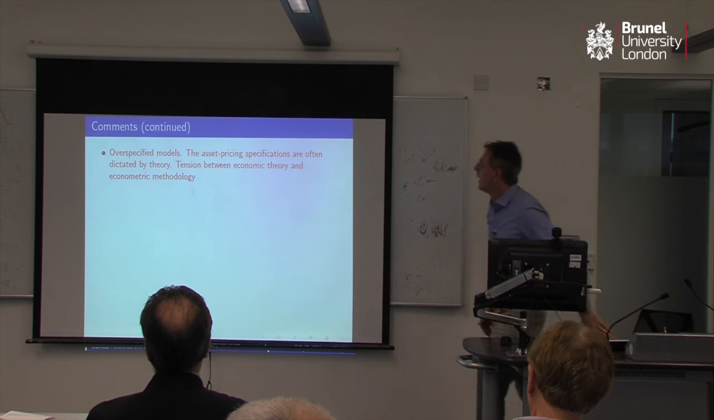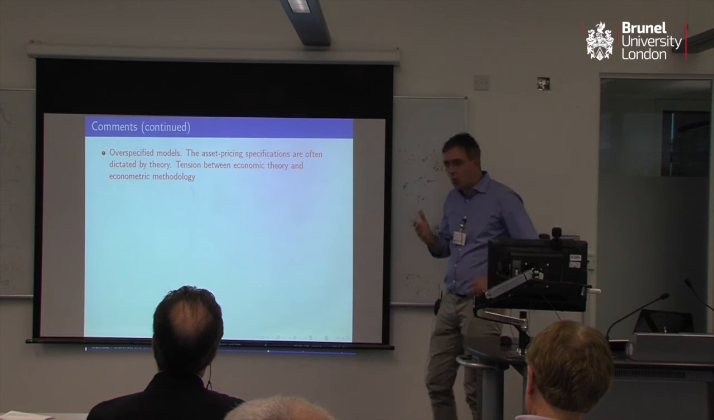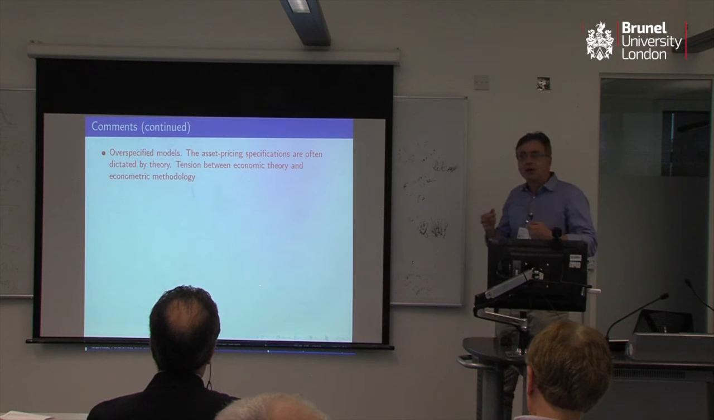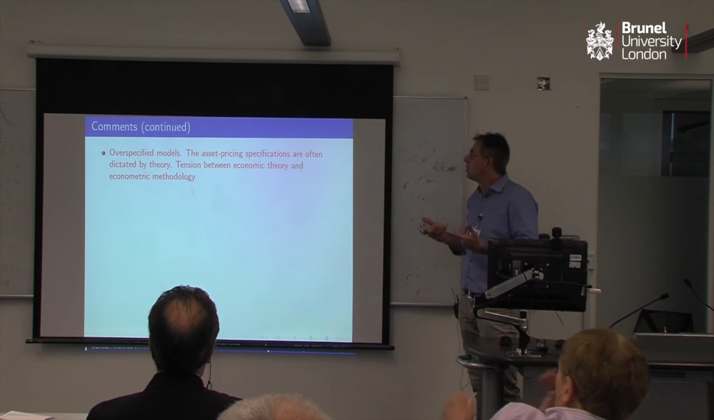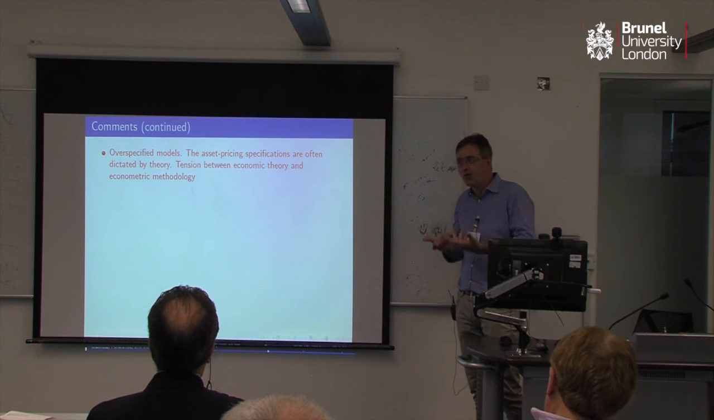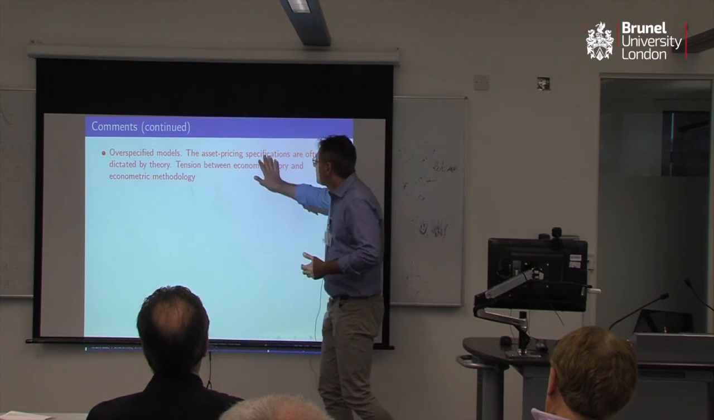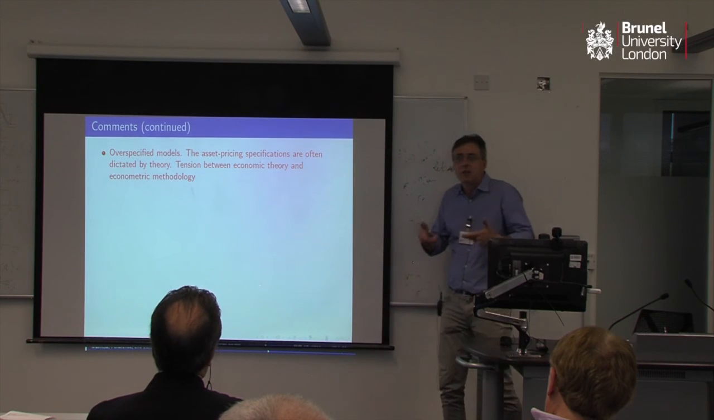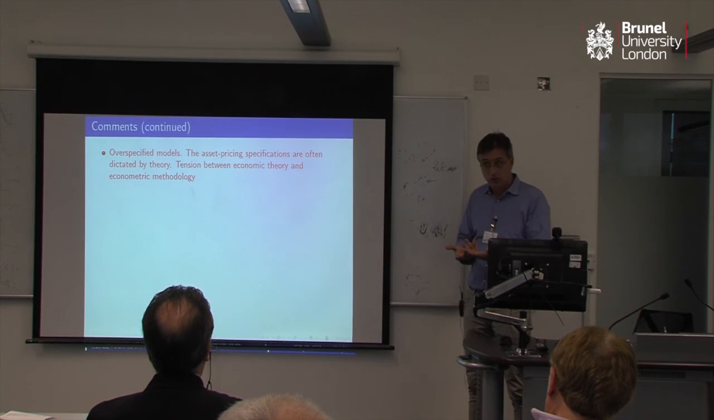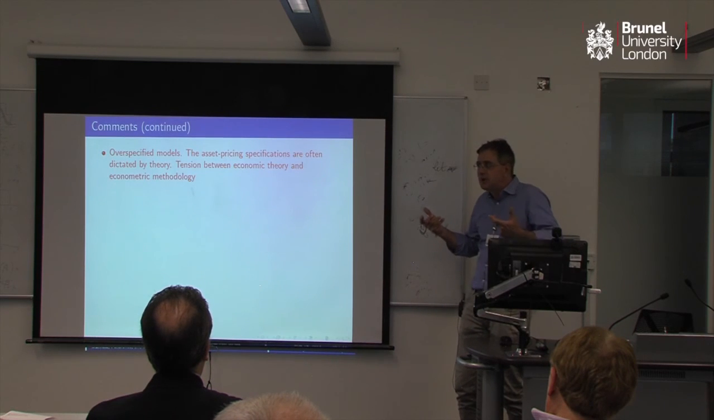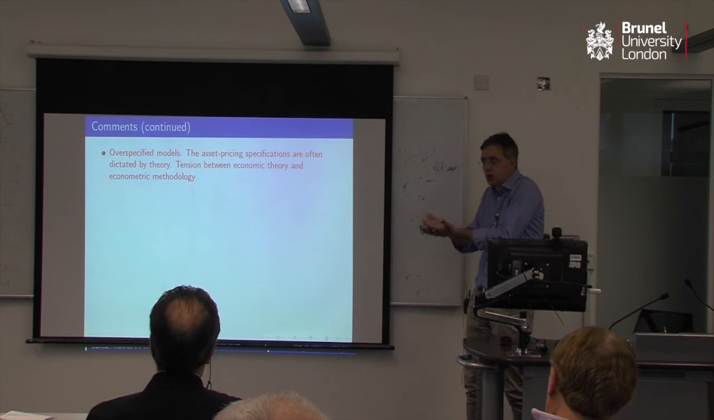Over-specified models. One question, there is some tension here. I'm not sure whether, in terms of selling the paper, I would go with these over-specified models. One comment that I often receive is the following. The asset pricing specifications are often dictated by theory. So, for example, the Yogo model contains 3 factors, but theory says these 3 factors should be there.